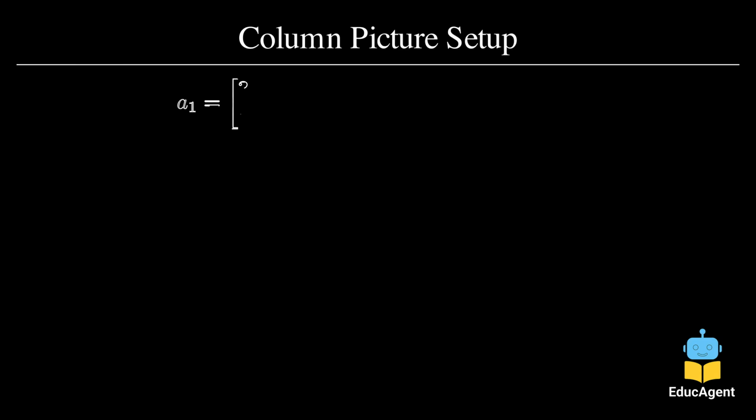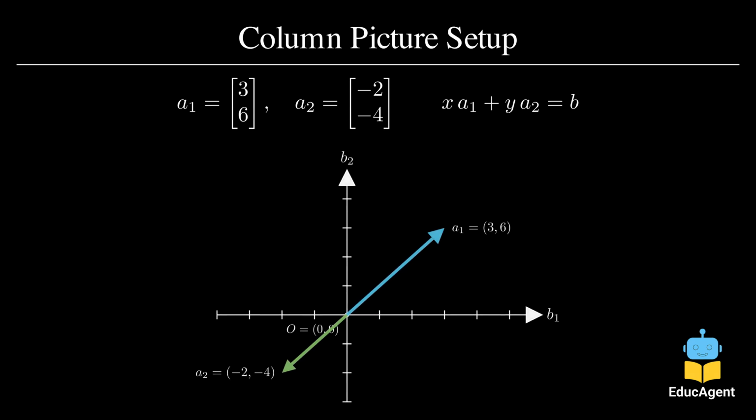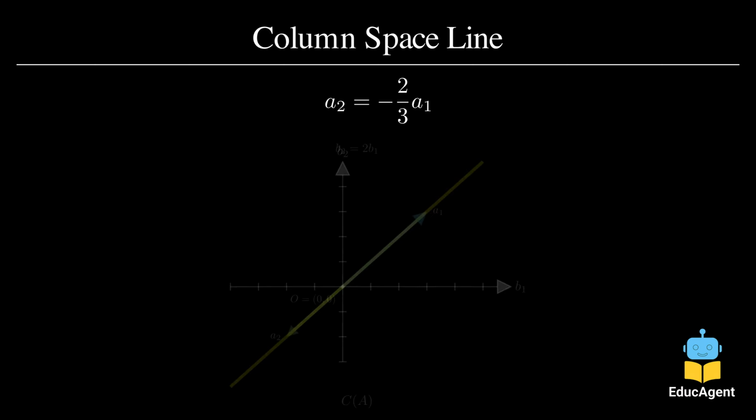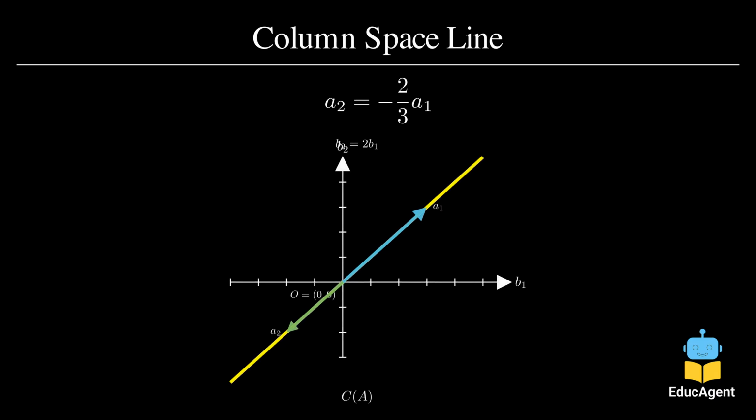The column picture asks whether B can be built as a combination of the columns, x a1 plus y a2. We'll work in the B1, B2 plane. Each column is a vector from the origin, and B is the target vector we try to reach. Since a2 is a scalar multiple of a1, both columns lie on the same line through the origin. So the column space is just this one line, all vectors of the form (t, 2t). Any combination x a1 plus y a2 must land somewhere on this line.